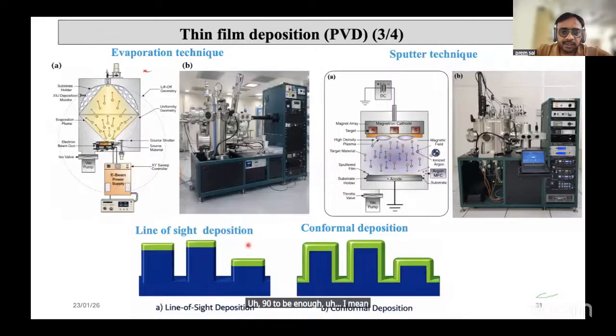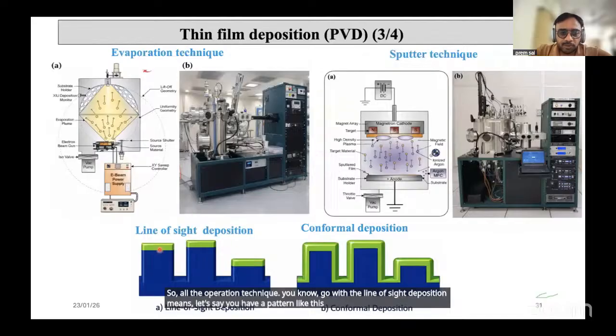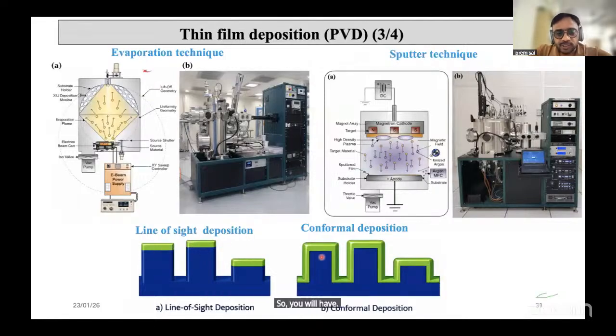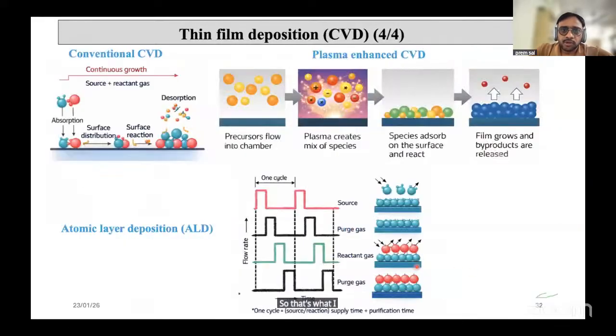There are two takeaways here. All the evaporation techniques go with line-of-sight deposition. Let's say you have a pattern like this. If you deposit, it will deposit here, here, here, and sorry, here it didn't get deposited. So you will have it like this. Conformally, whichever shape you have, it will just go with that. That's what I want to conclude.